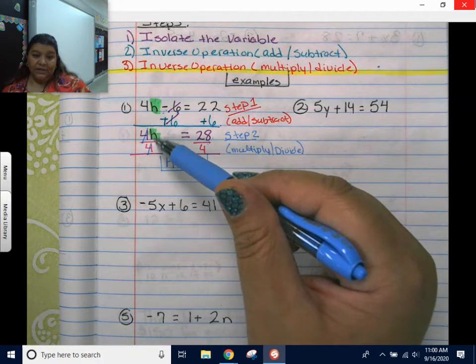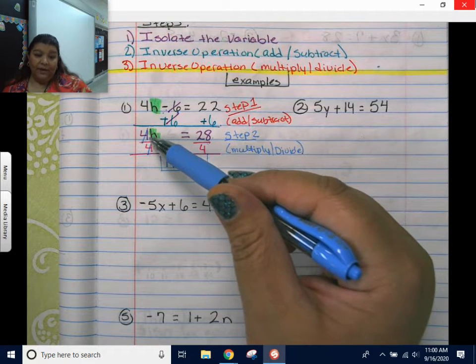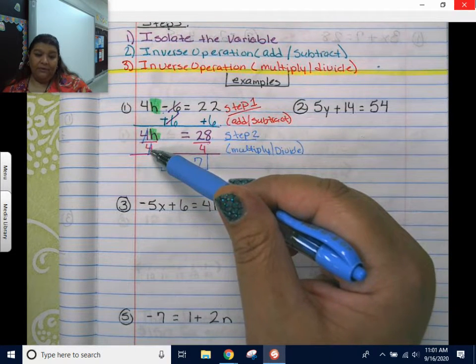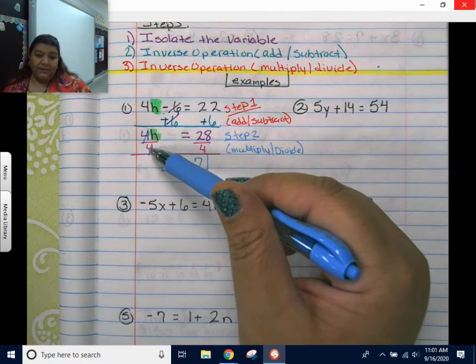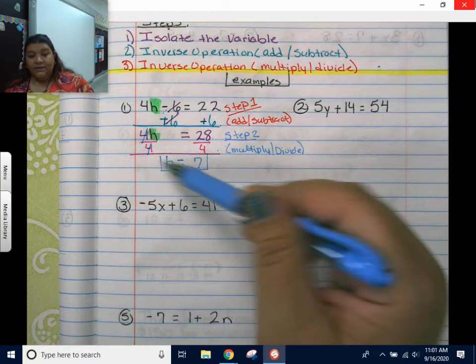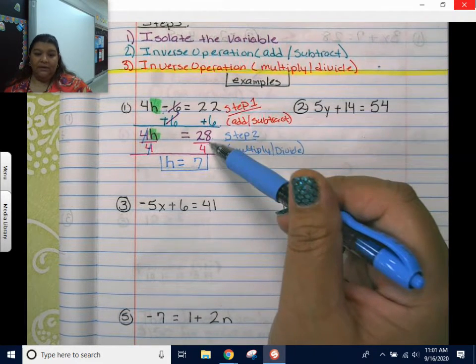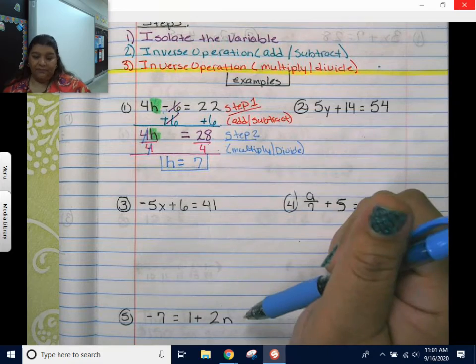Isolate the variable again. This shows you now I have to get rid of the 4. The opposite of multiplying by 4 is to divide by 4. And what happens to one side of the equal sign happens to the other. And these two cancel. You're left with variable h equals, and then you do the math. 28 divided by 4 is a positive 7.